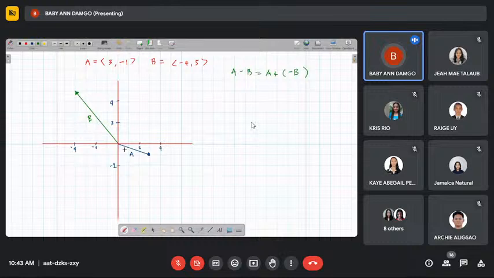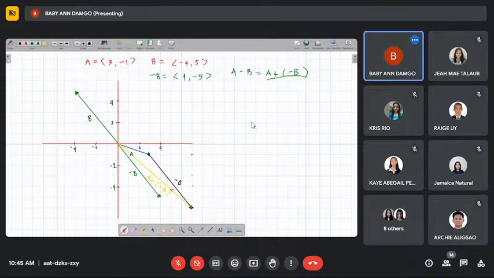Okay, and then we can create the A plus negative B. So from the initial point of A to the terminal point of the negative B, this is A plus negative B. Okay? Question? Pass? None, miss.